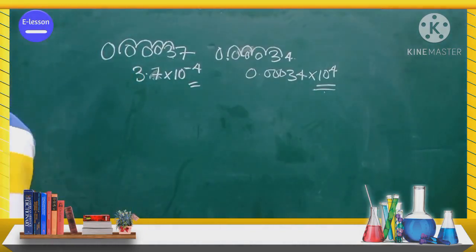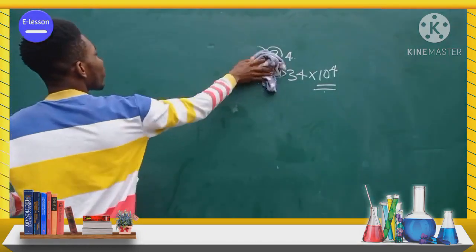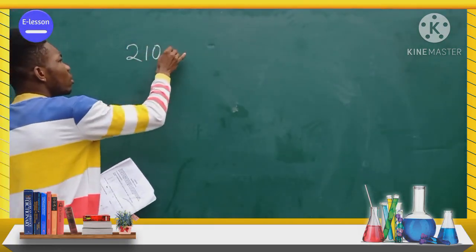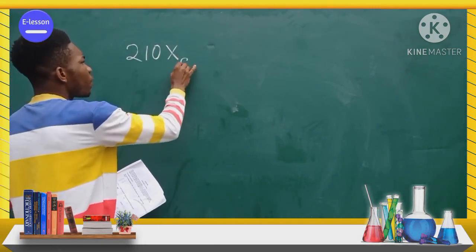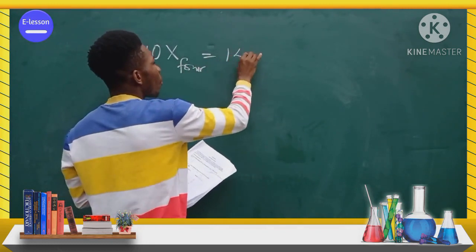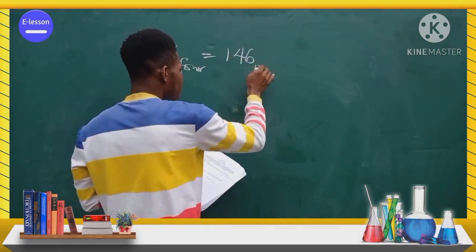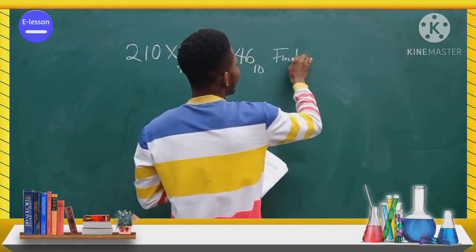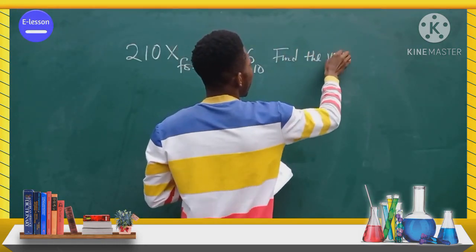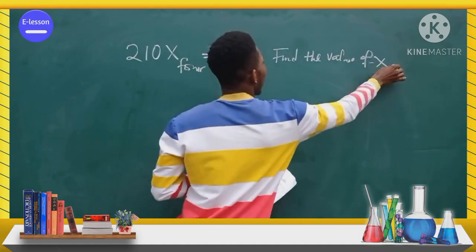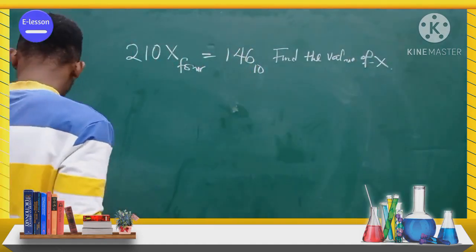The next question says, if 210s base 4 is equal to 146 base 10, find the value of s. You should find the value of s if this is this.